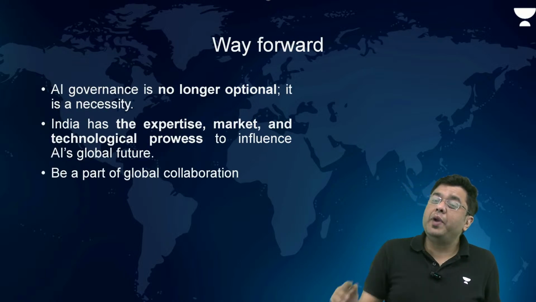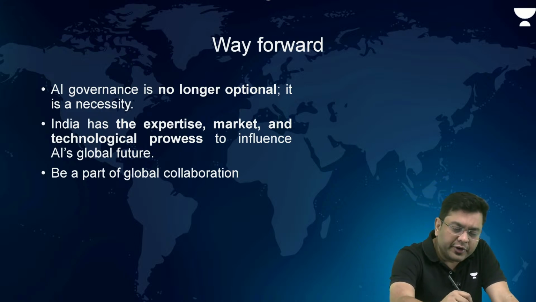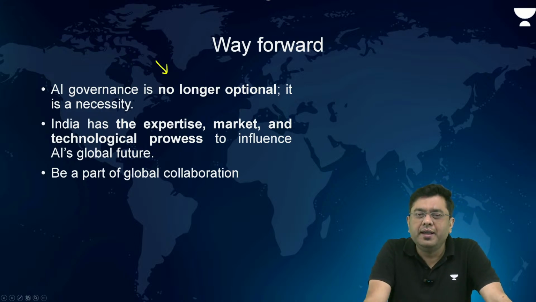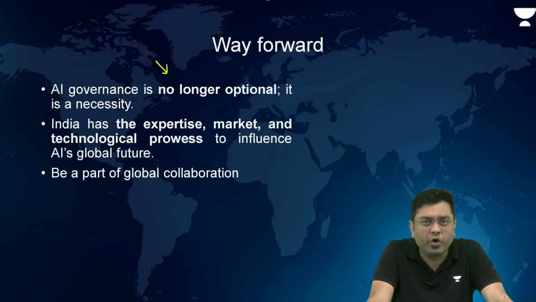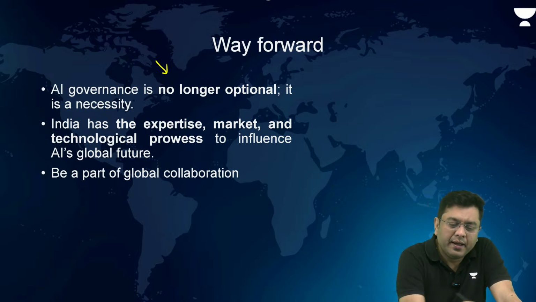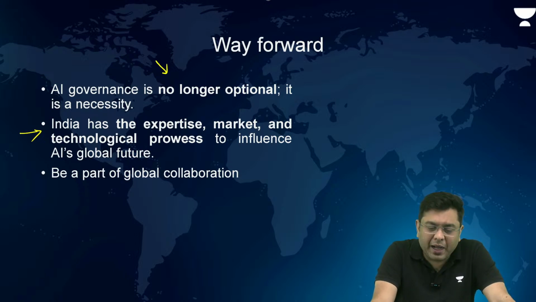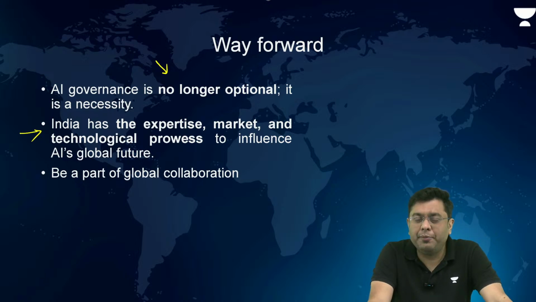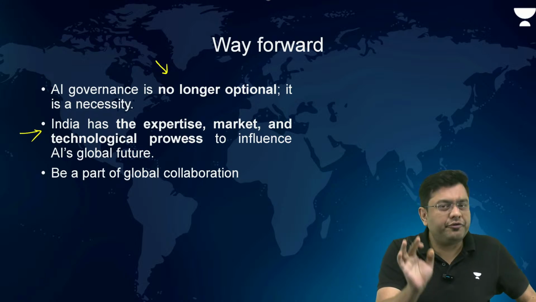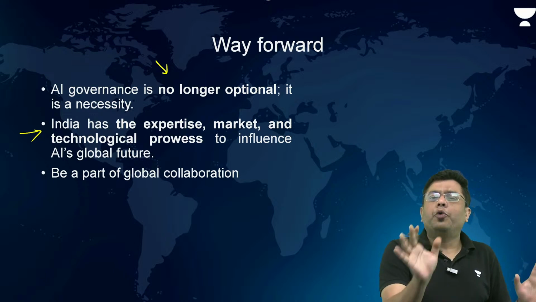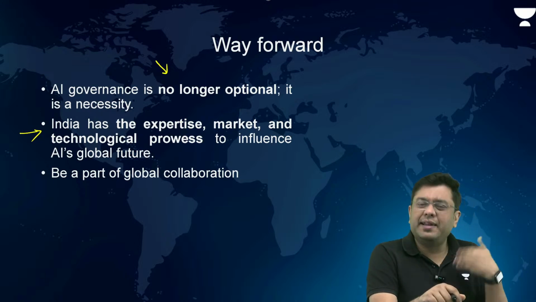Now, what is the way forward? AI governance is no longer optional, it is a necessity, because the technology has already arrived. Then India has the expertise, market, and technological prowess to influence AI's global governance. And India has to be a part of the global collaboration for its own effort. Okay? So that is what is there in the entire article, slightly more than that.